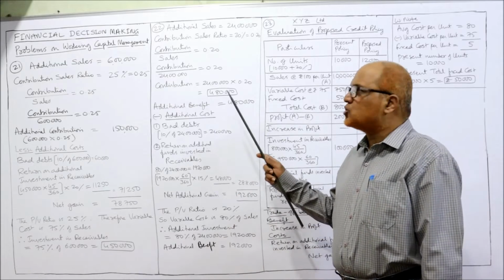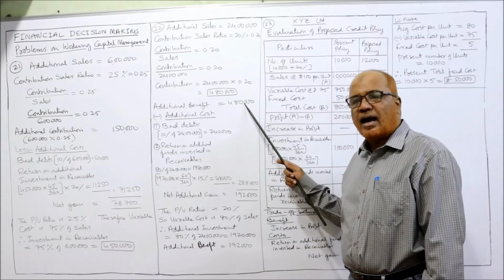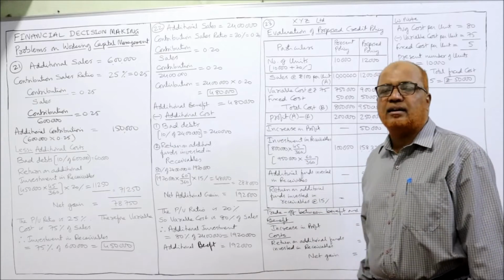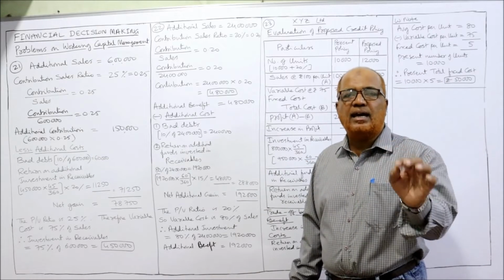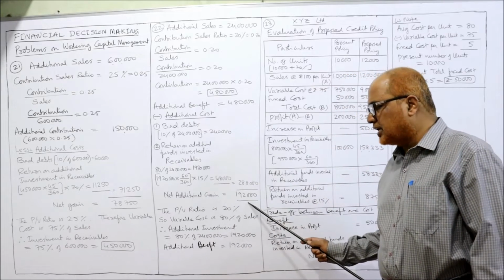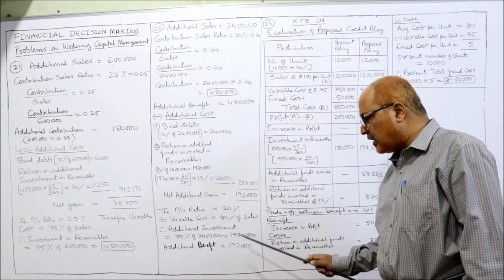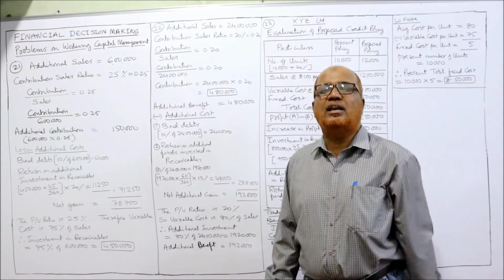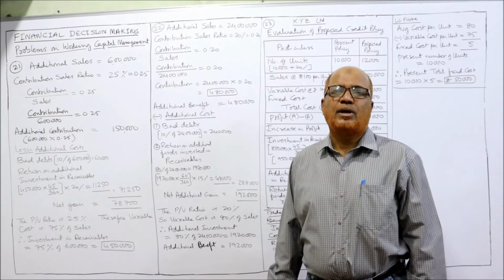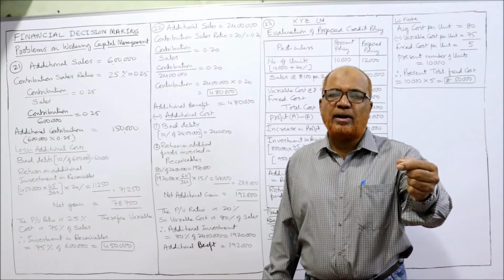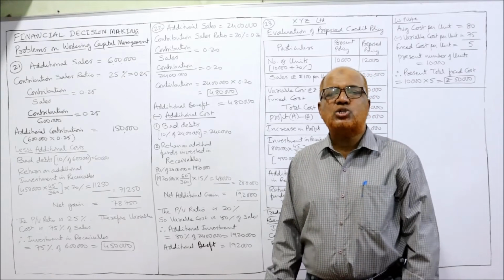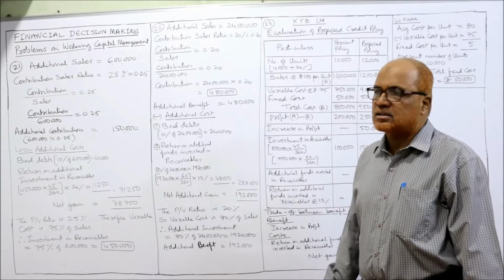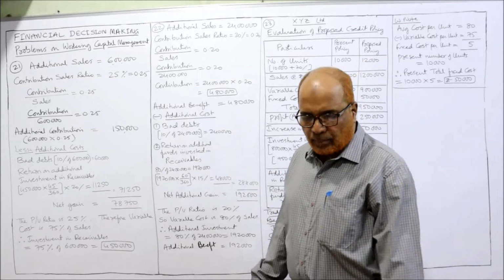How much is the additional contribution? 4,80,000. Additional cost, 2,88,000. So 480 minus 288, 1,92,000 is the net gain. It is the net additional gain. So additional benefit is 1,92,000. So we suggest the company to go ahead with the new credit policy. Because when the new credit policy is implemented, the company is going to get additional benefit of rupees 1,92,000. That's it. 22nd problem I have completed.